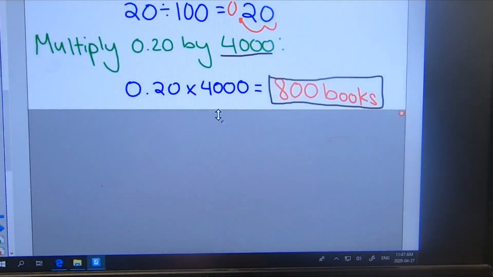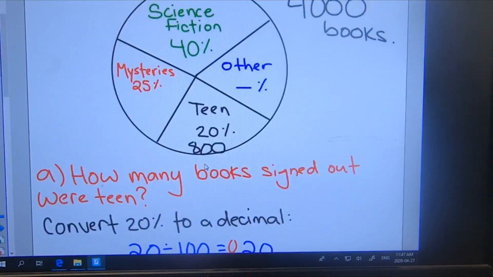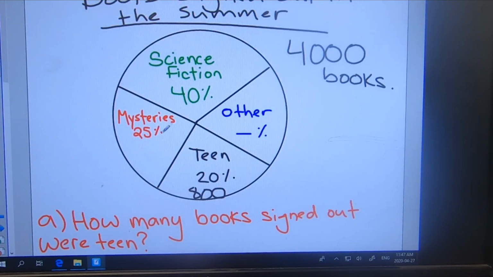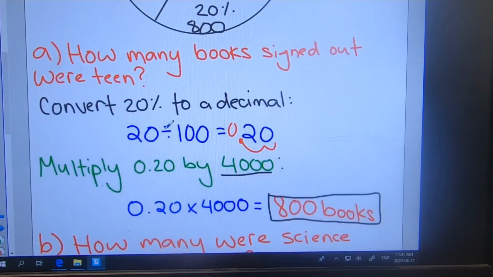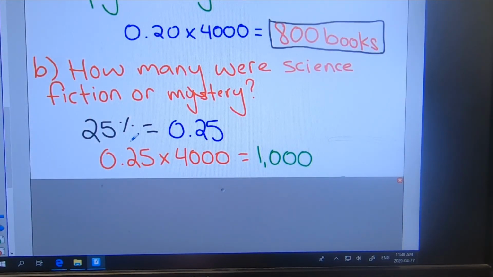Now, how many were science fiction or mystery? All right, so we go back here. Science fiction or mystery. All right, so we have 40% of science fiction and 25% were mystery for a total of 65%. We need to figure out that. So you could do this separately, or I would simply suggest adding them together. But either way, they both will give you the same answer. One just requires slightly more work than the other one.